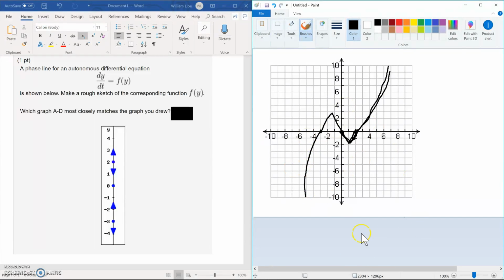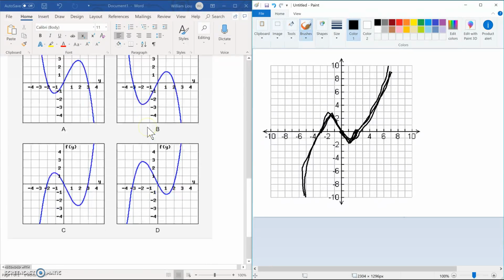And that is basically just a rough sketch of what it would look like. Obviously, it would be a bit smoother on these curves over here, like that. And then now we can go see which graph is most similar to this representation, this rough sketch of the phase line. Let's head down to the graphs.